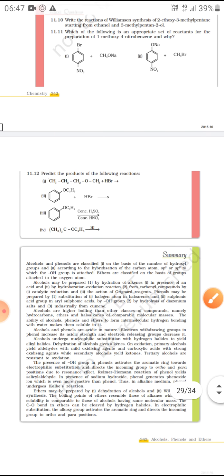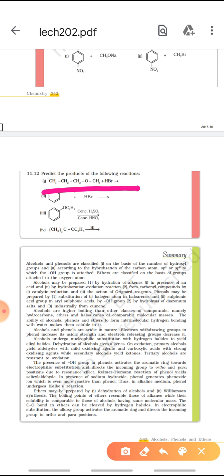Next is, predict the products of the following reaction. What will happen? Which bond will break? In which case will the most stable carbocation be formed? So this bond will break. Now next, children, you can do it yourself. It is an electrophilic substitution reaction. The nitro group will be added at the ortho and para positions, and you can do all these reactions yourself.